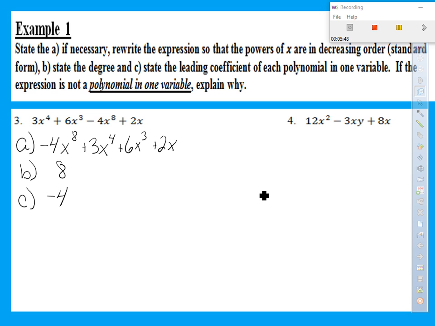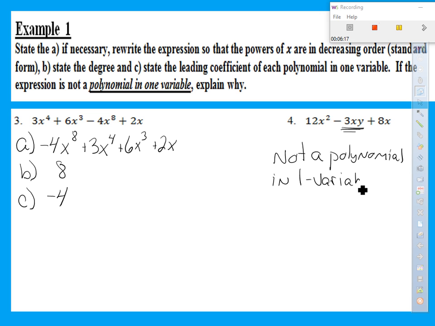Now you'll like number 4. I've got 12x squared minus 3xy. Well, I'm going to stop right there. We are only focusing today on whether it's a polynomial in one variable. I see 2 variables. So number 4 is not a polynomial in one variable.